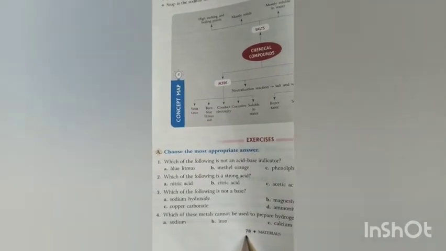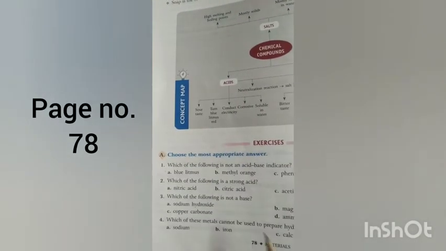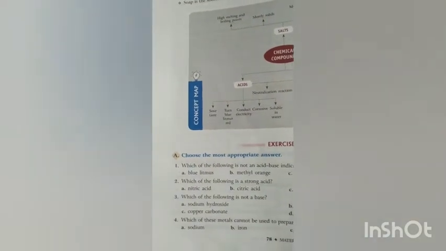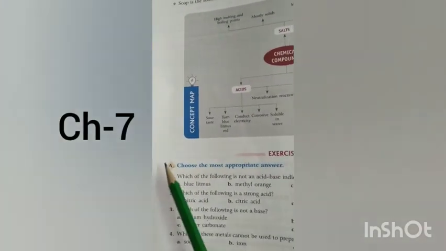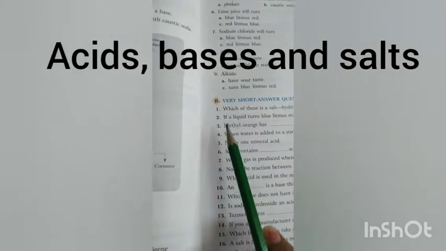I hope each one of you has opened page number 78 of your science book. So students, we are doing chapter number 7, that is acids, bases and salts. So we will complete our A part and our B part. So let's start our A part. A part is: choose the most appropriate answer.